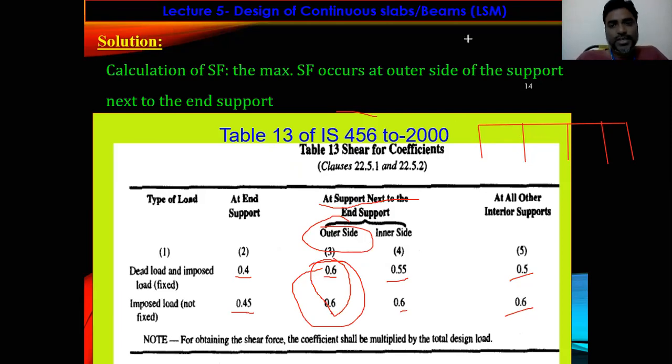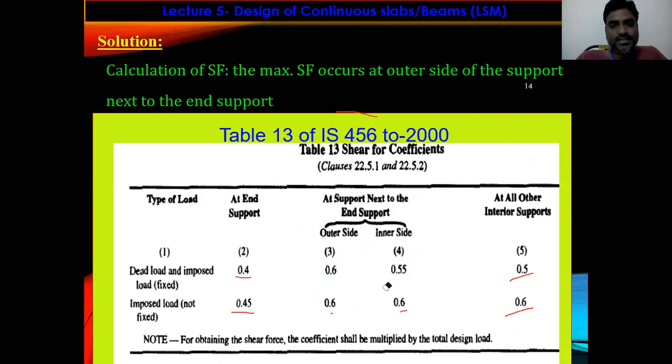Therefore, use these shear force coefficients to determine the maximum shear force. And how do we get the shear force? We just take these coefficients and obtain the force. To obtain the shear force, the coefficient shall be multiplied by the total design load. So what is the total design load?